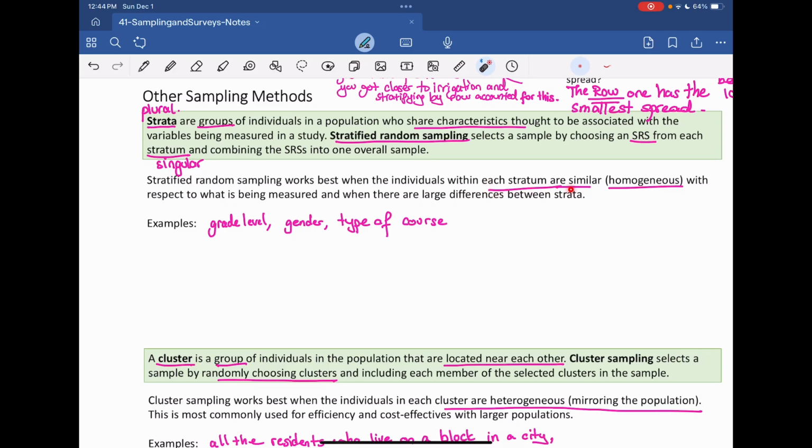And each stratum has to be homogeneous in the sense that they're similar to each other. So for grade level, every student in a grade level is similar to each other. All the ninth graders, or the freshmen, are similar in age. Maybe they're similar in the courses they take, that kind of thing.